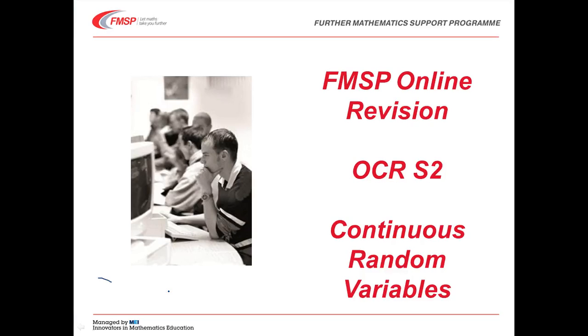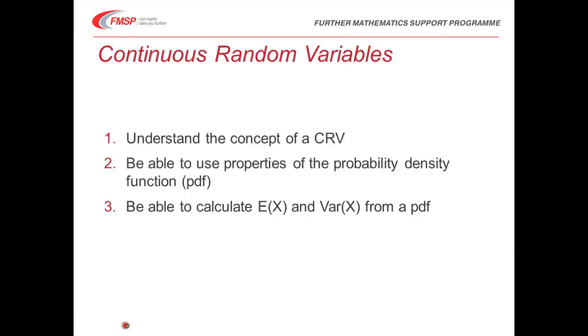So welcome to the Further Math Support Programme online revision session for OCR Statistics 2. In this session we're going to be looking at the concept of continuous random variables. Key things that you need to be able to do: you need to understand what a CRV, a continuous random variable, is in terms of its properties of probabilities and also the ideas associated with it.